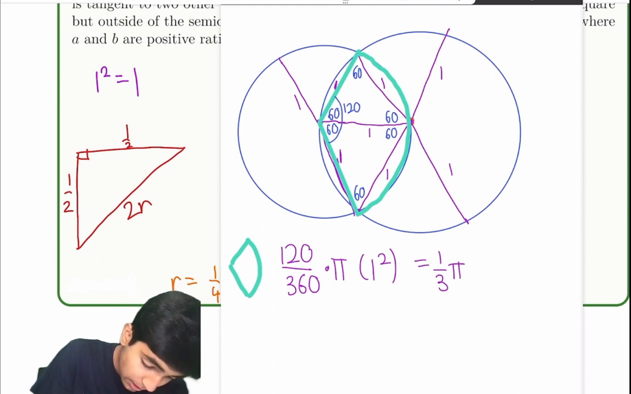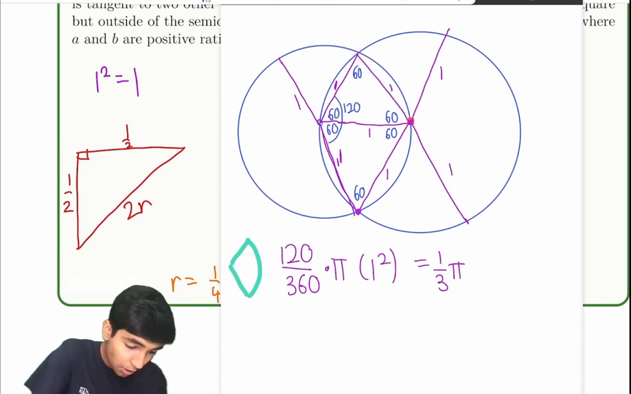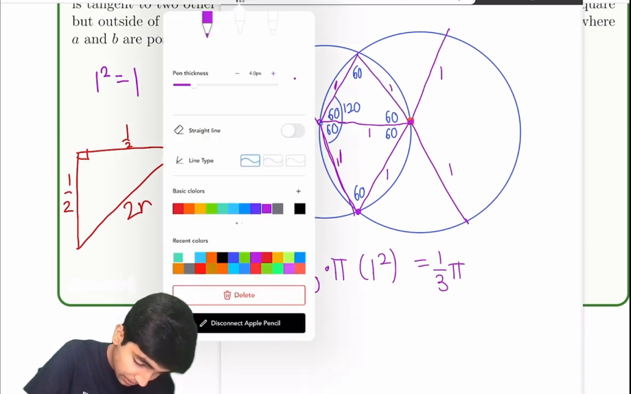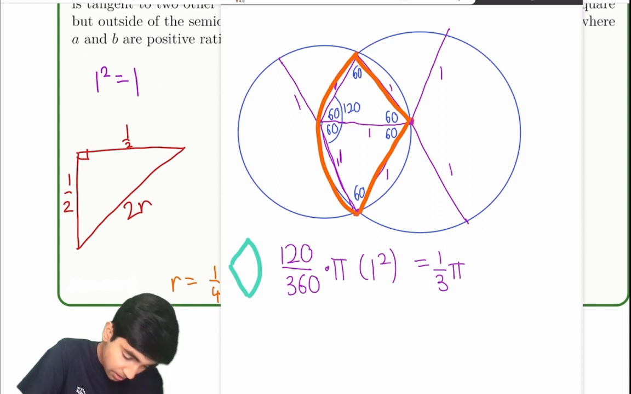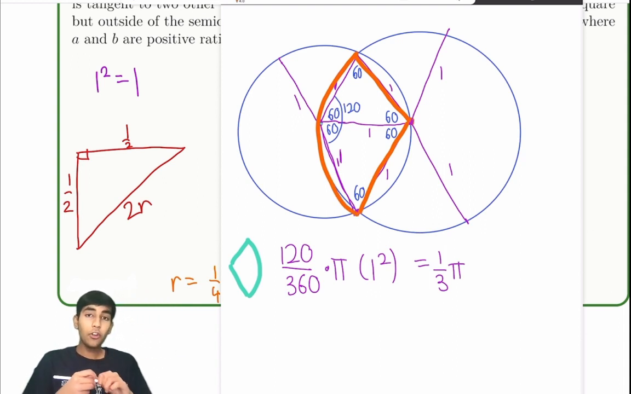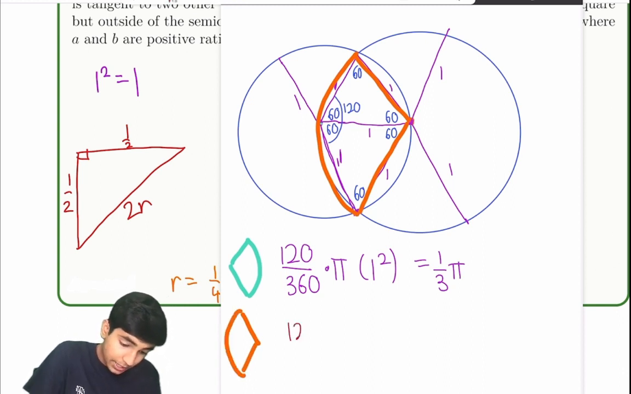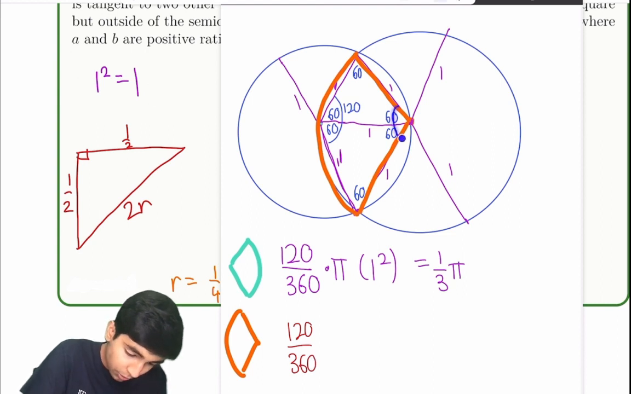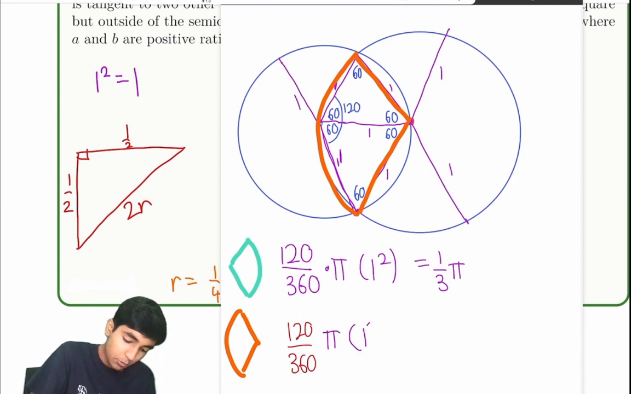Now, let's erase this line that we have here. We found the area of that region. Now consider this other region, let's make it orange. What's the area of that region? Notice it's the exact same setup. This angle is 120 degrees, and it's an arc of radius 1. So 120 over 360 times pi times 1 squared equals 1/3 pi.